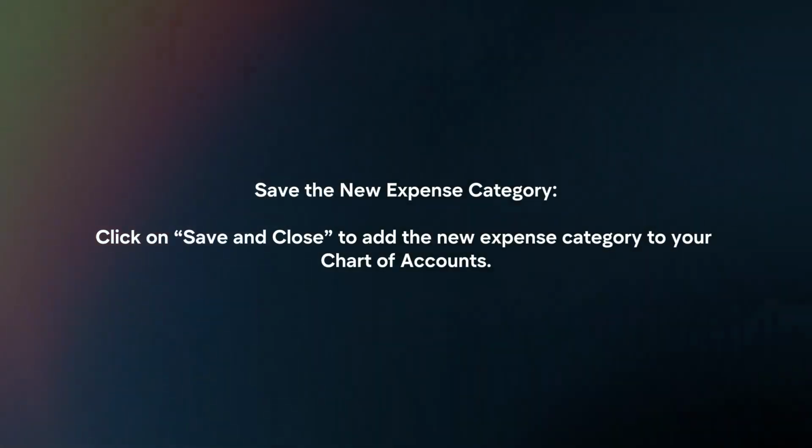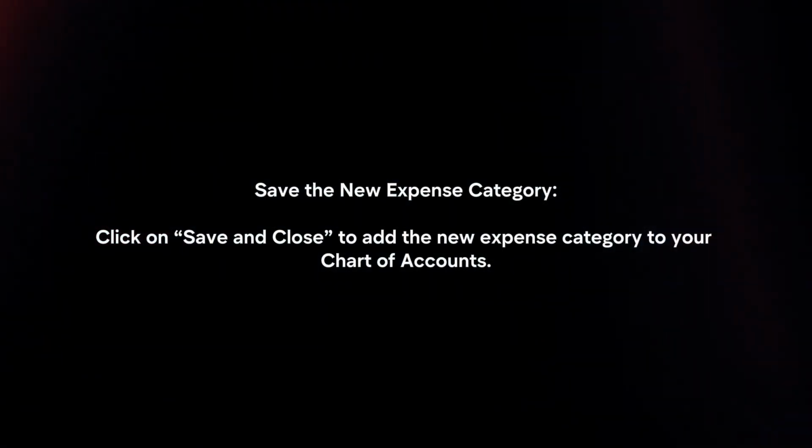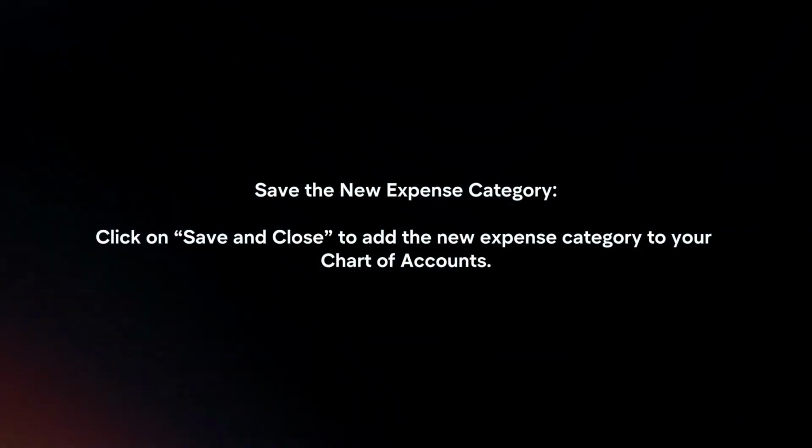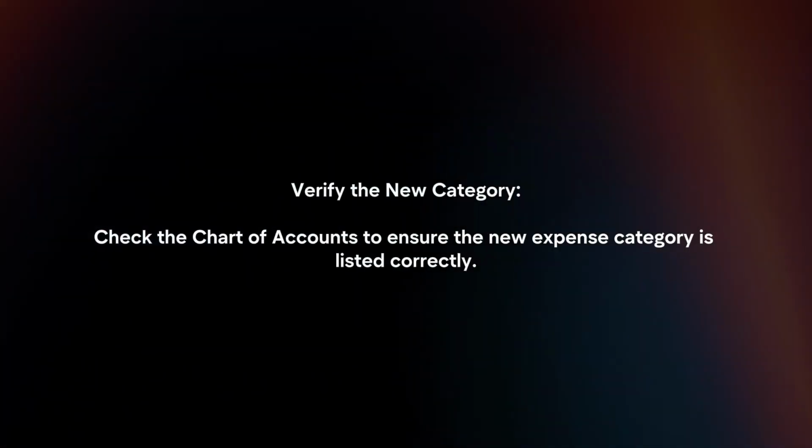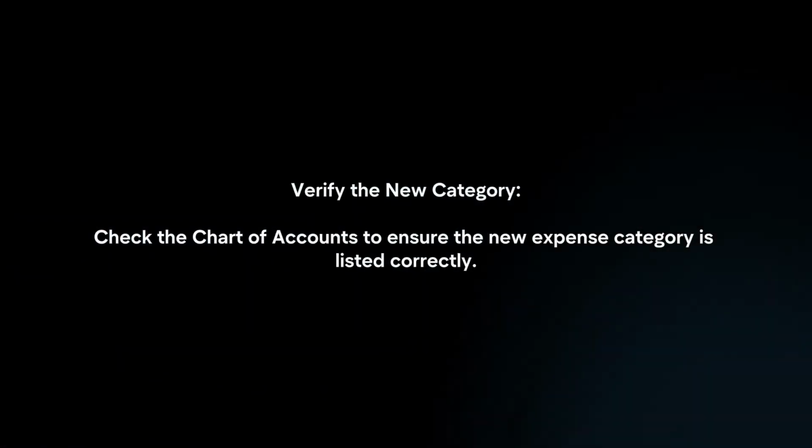Save the new expense category. Click on Save and Close to add the new expense category to your chart of accounts. Verify the new category. Check the chart of accounts to ensure the new expense category is listed correctly.